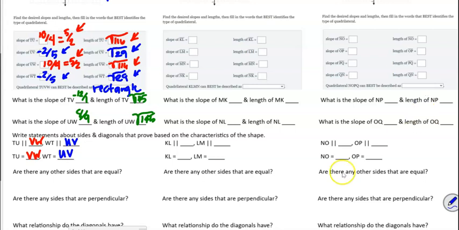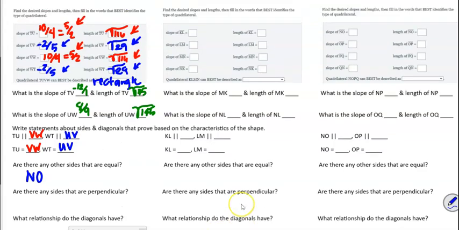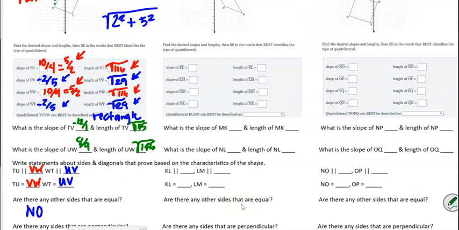So opposite sides are parallel and congruent. Okay, it says, are there any other sides equal? No. On some shapes there are, like the square and the rhombus, but not a rectangle. It says, are there any sides perpendicular? Well, the answer to that is yes. How do we know? Okay, so look here. We have a 5 over 2 slope there, and we have a negative 2 over 5. So remember, perpendicular slopes, which produce right angles, are going to be opposite reciprocals of each other, and we got 5 over 2 and 2 over 5, and then one's going to be positive, the other's going to be negative. So this is true.